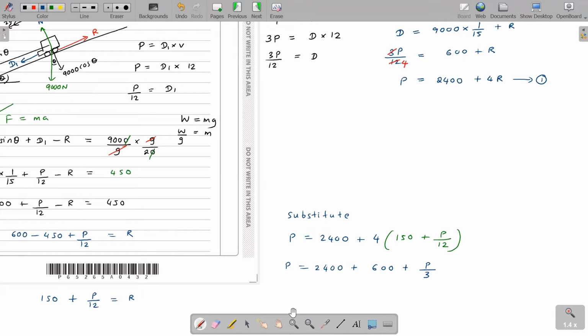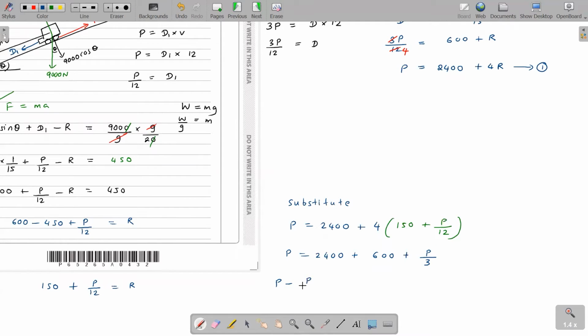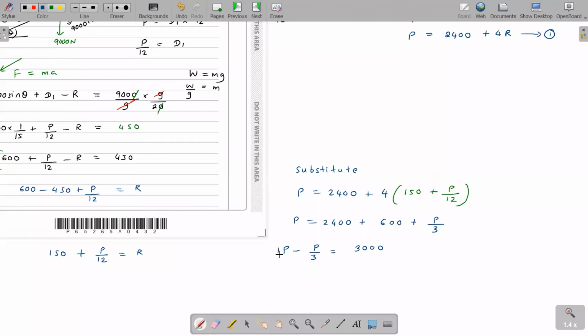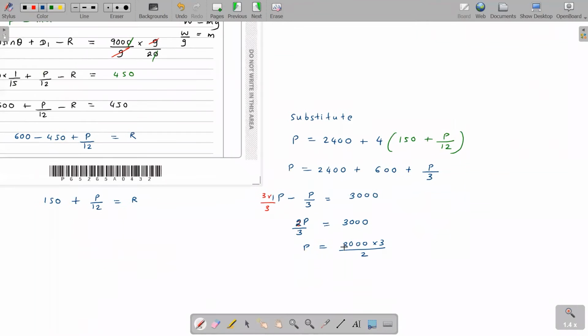Now take all the P terms to one side. P minus P over 3 equals 2,400 plus 600, which is 3,000, right? P minus P over 3: multiply both up and down by 3, so 3P minus 1P is 2P over 3. Which gives me how much for P? 3,000 times 3 divided by 2. 3,000 into 3 is 9,000, divided by 2 is 4,500. So P is 4,500. That's the answer for Roman number 1.